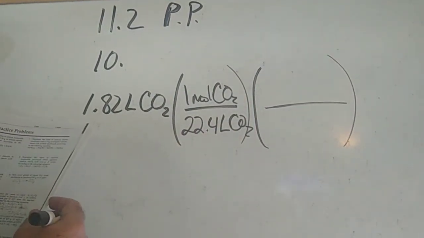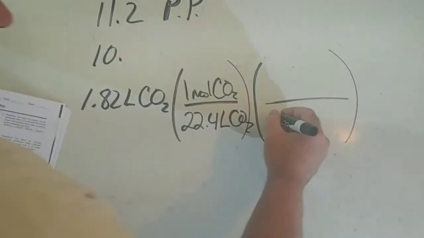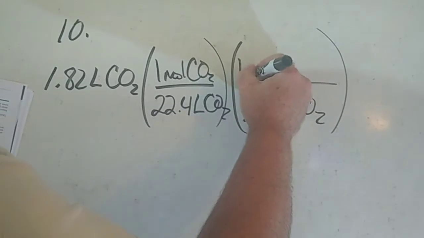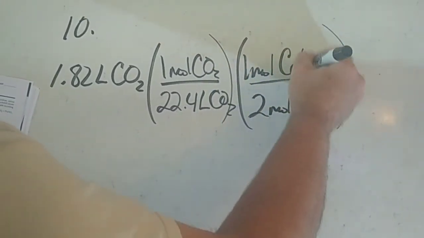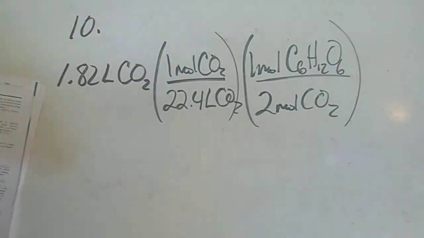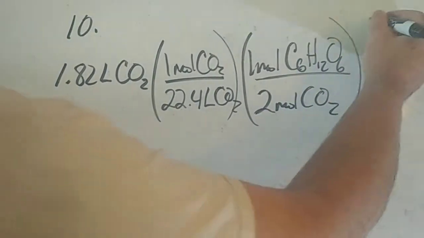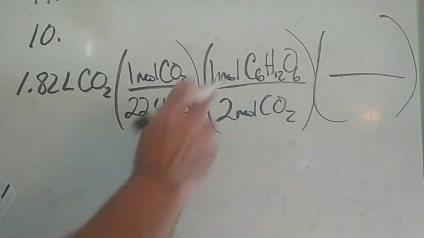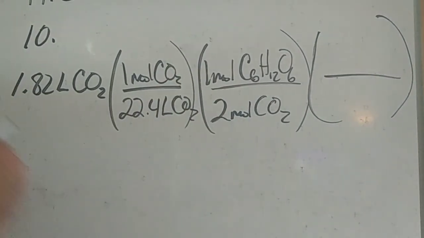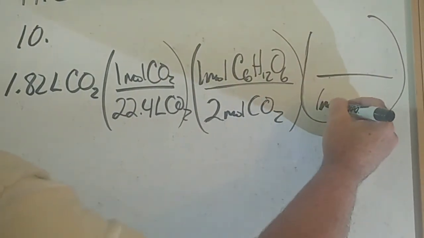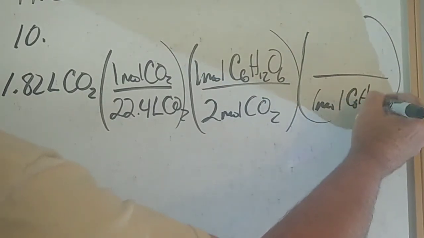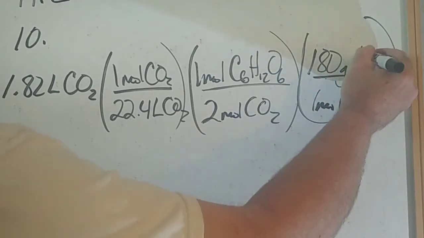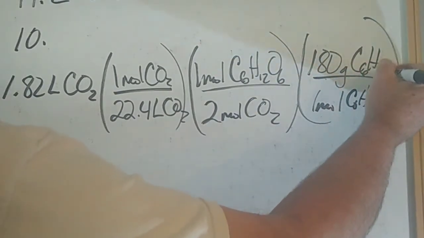And in this case, we have 2 moles of carbon dioxide for every 1 mole of C6H12O6, good old glucose. Okay, and then our last equation is to get this to grams of good old glucose. So 1 mole of C6H12O6 is 180 grams of glucose.